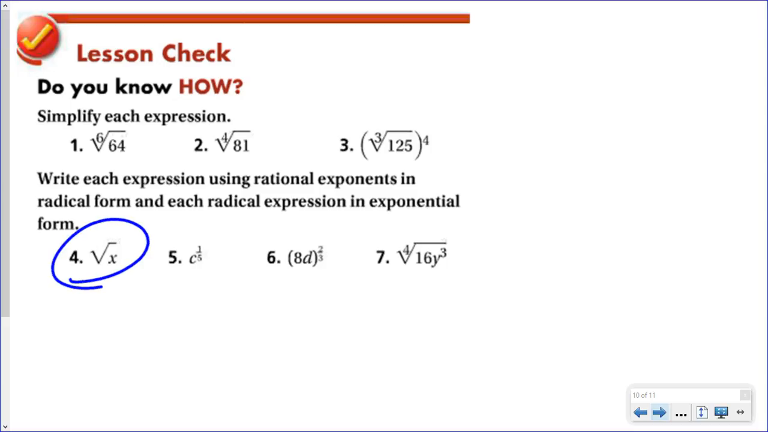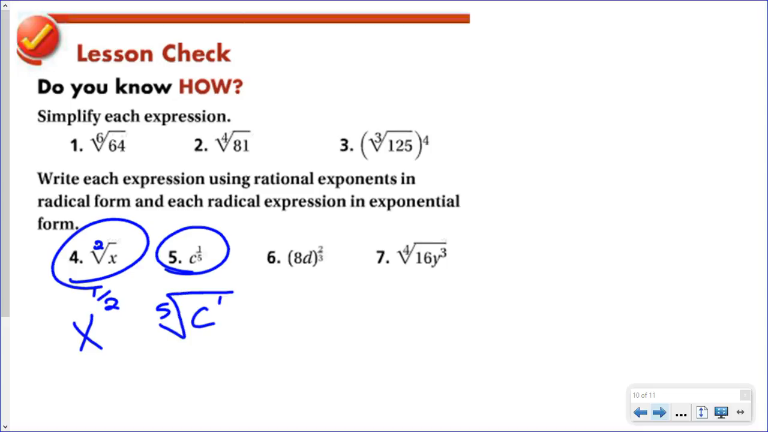This is in radical form. If you put it in exponential form, there's a little 2 here as an index number if you don't see one. So its final answer is going to be x to the 1st power over 2. Right now, this is in exponential form. If you want to put it in radical form, c goes on the inside, raise it to the 1st power, 5 goes on the outside.